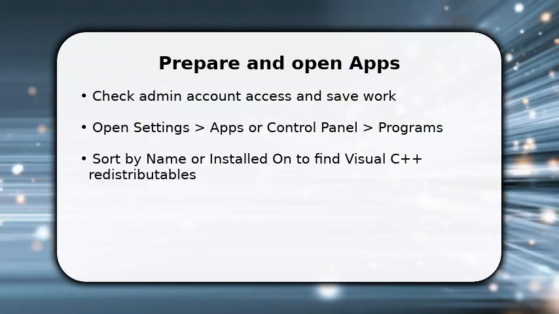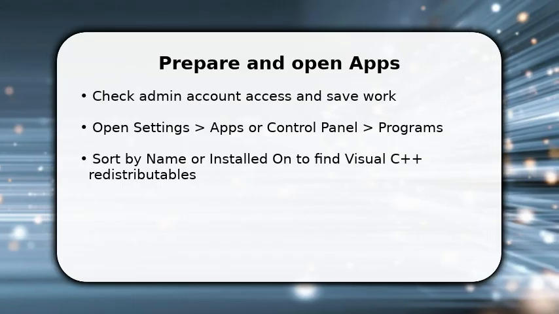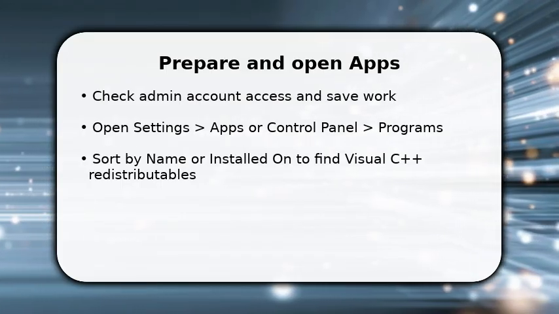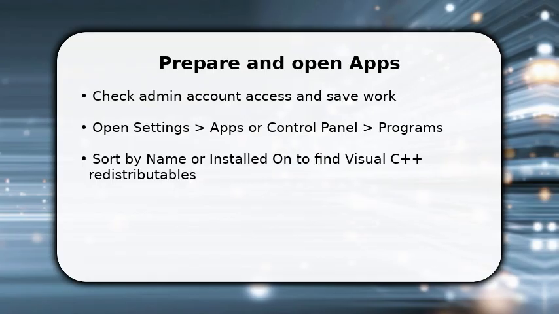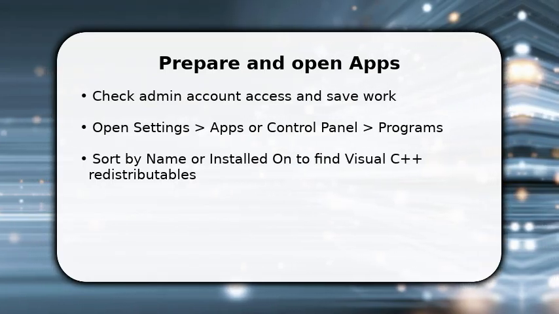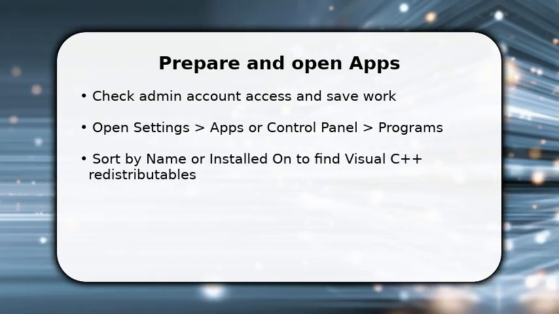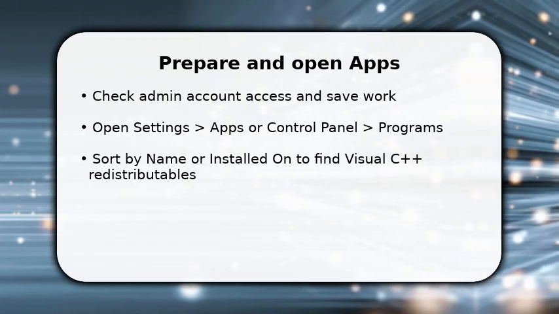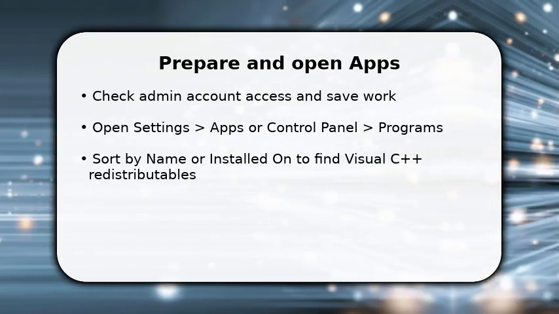You need admin rights and to close apps that may use the runtimes. First, sign into an administrator account and save your work. Then open Settings > Apps on Windows 10/11 or Control Panel > Programs and Features on older versions.